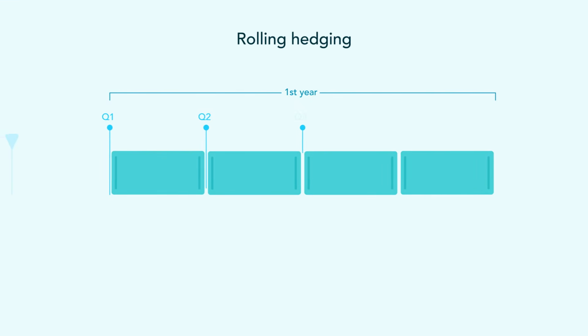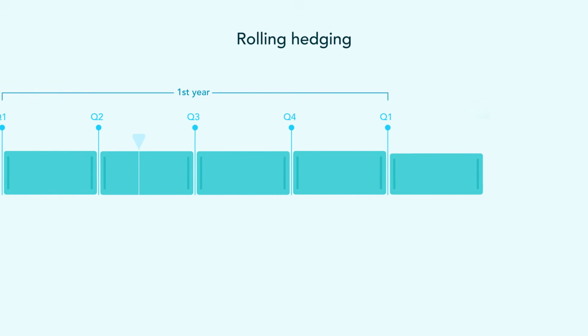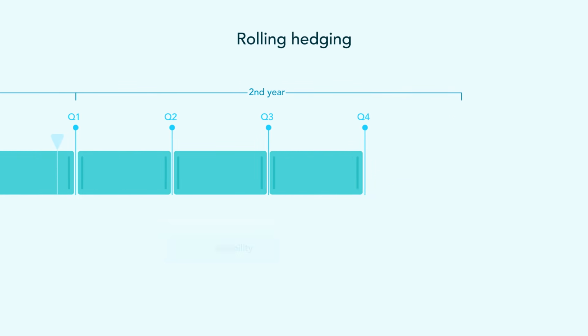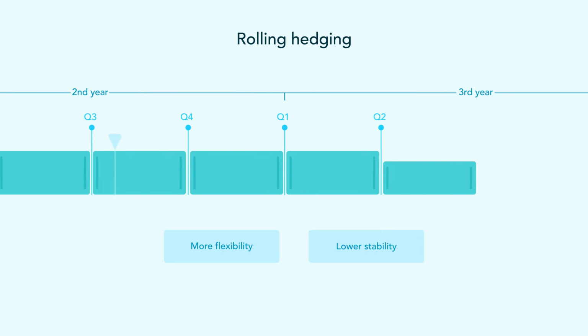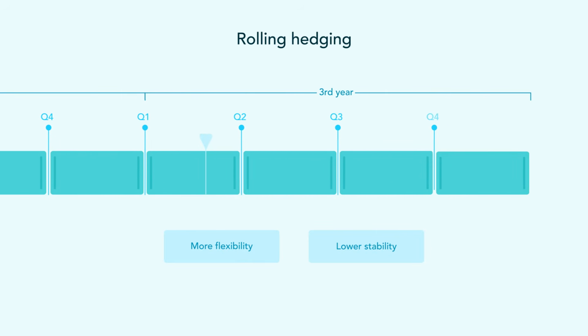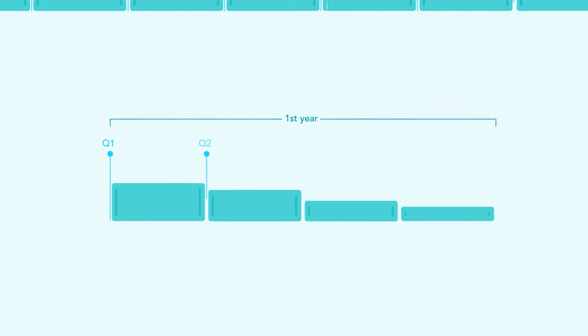Rolling hedging sets hedges at intervals during a campaign to create a rolling effect. It offers more flexibility, but also increases rate fluctuation as it tracks market movements.